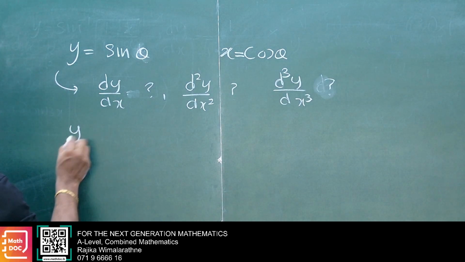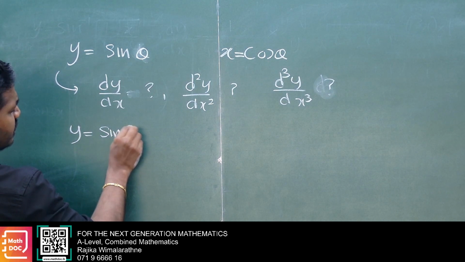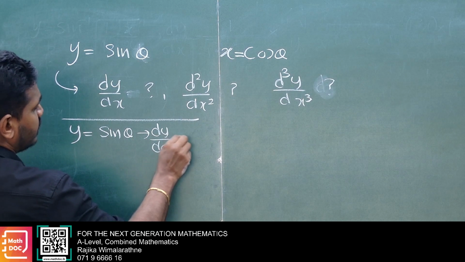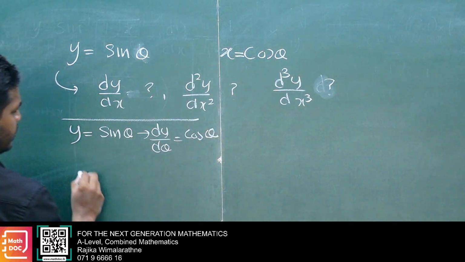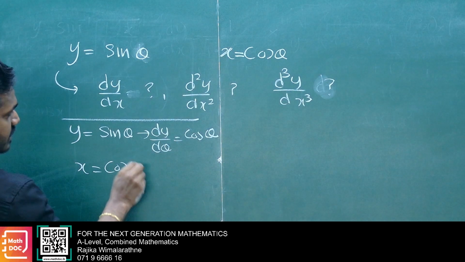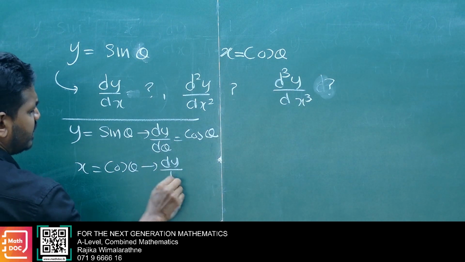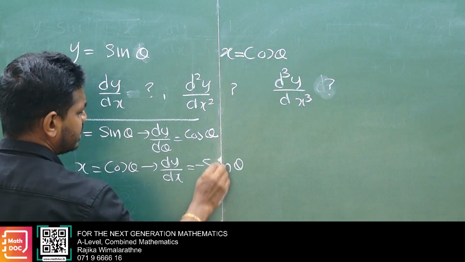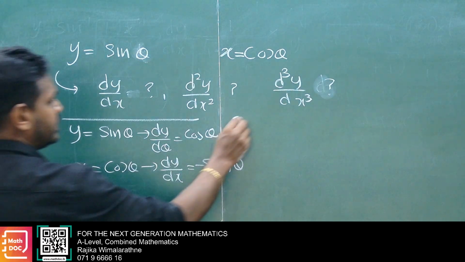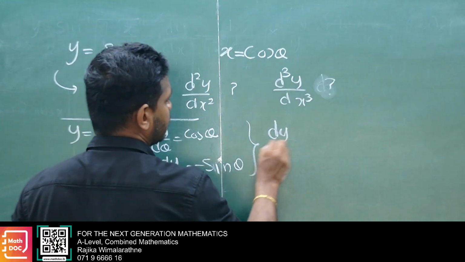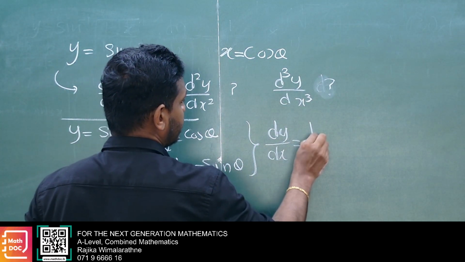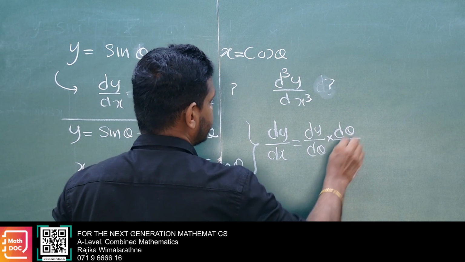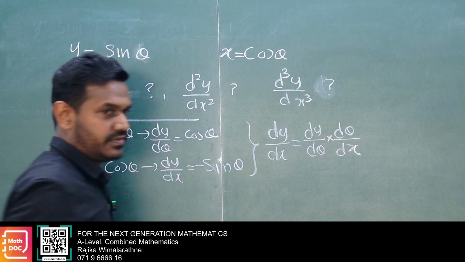Then y equals sin theta, so dy by d theta equals cos theta. x equals cos theta, so dx by d theta is minus sin theta. Then by these two you apply the chain rule. To obtain dy by dx, write dy by d theta times d theta by dx, no? We know this. We apply the chain rule.